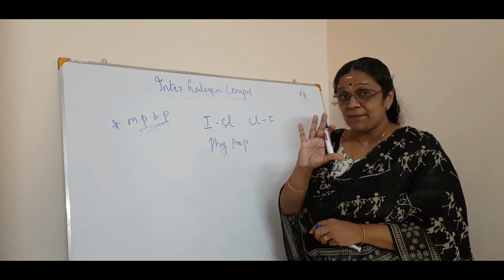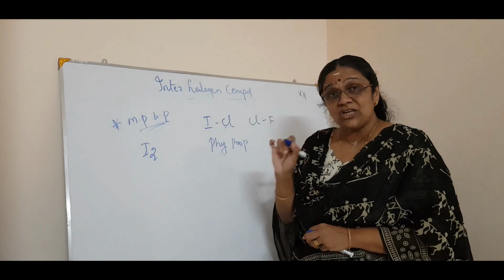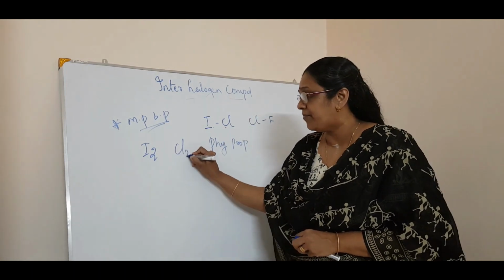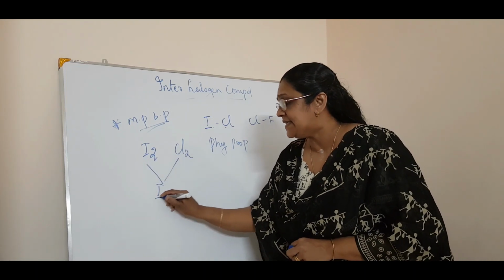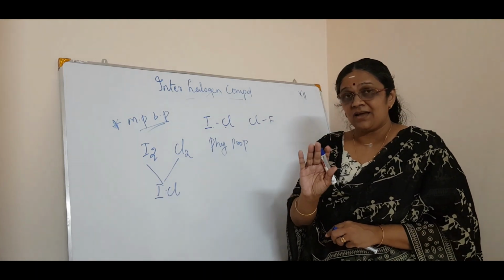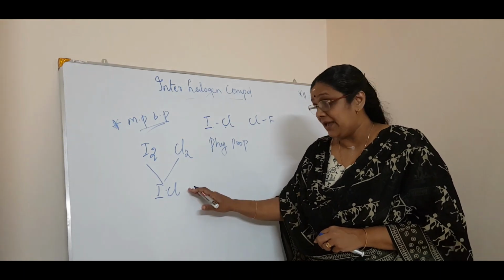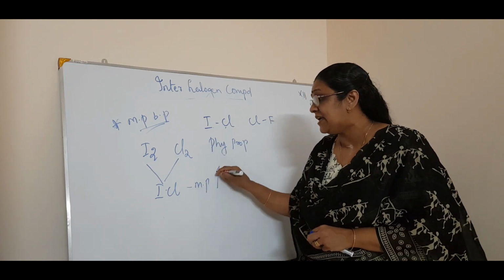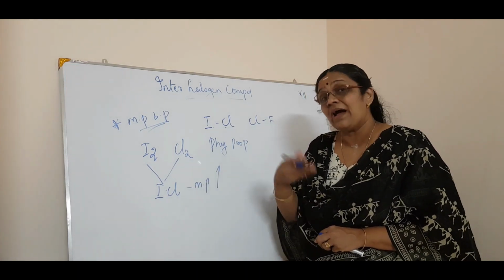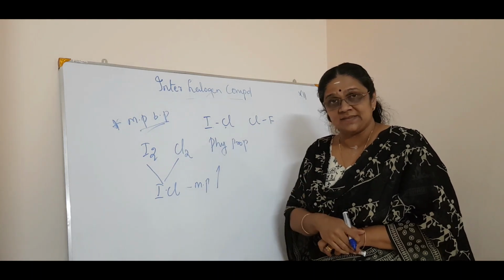The reason is very simple. The logic is, see, if you talk about the halogens themselves, iodine and chlorine. From these two you are getting ICl. I am illustrating with an example. Now we are saying that for this ICl, the interhalogen compound, the MP and BP are a little bit higher than what you expect from the normal case.